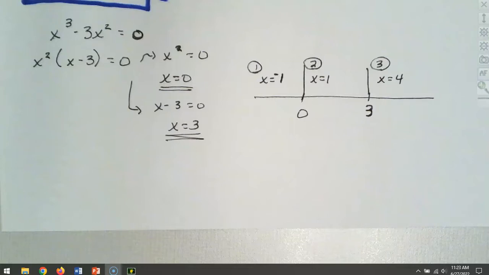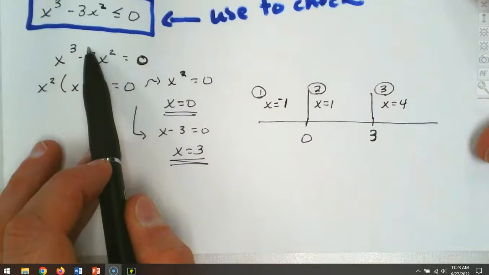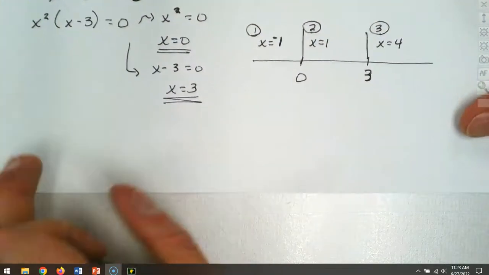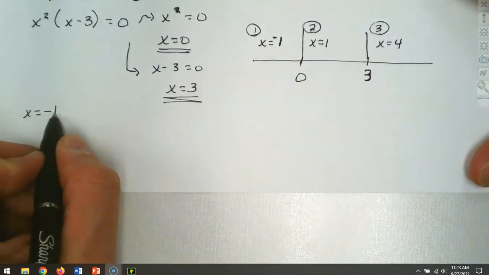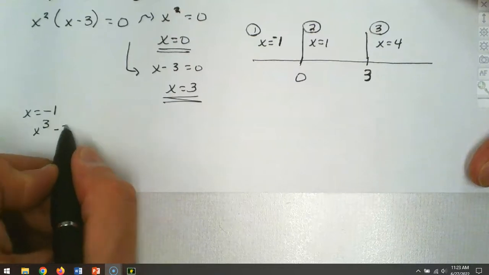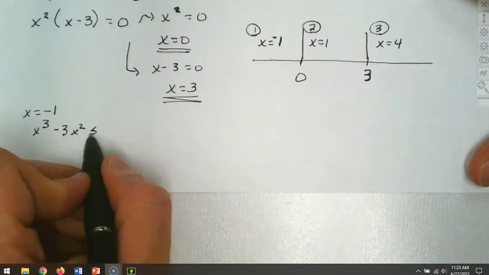Okay, so what are my answers now? What are we going to have to check? We're going to check each one. We're going to use this to check. So let's check each one. And we'll start with negative 1. And we're going to check it in x cubed minus 3x squared is less than or equal to 0.